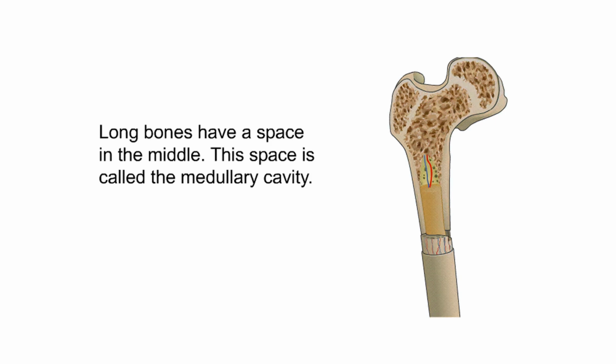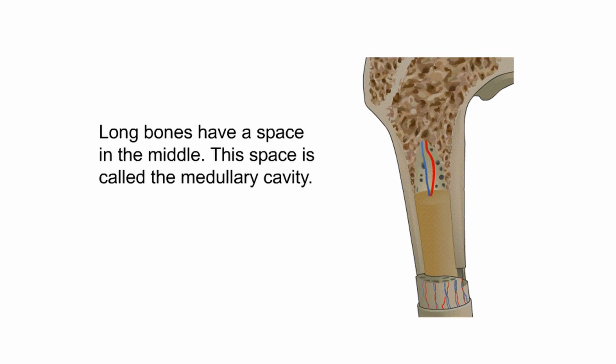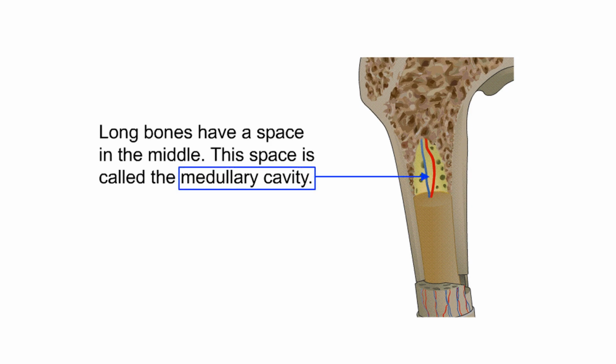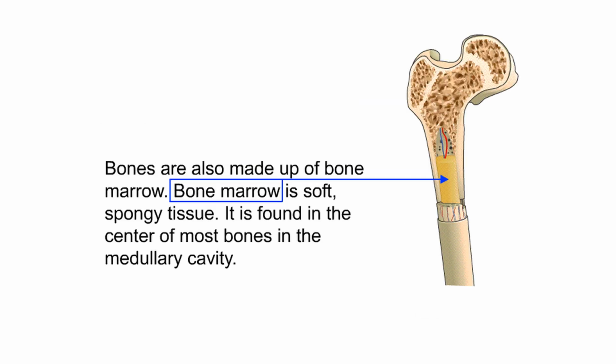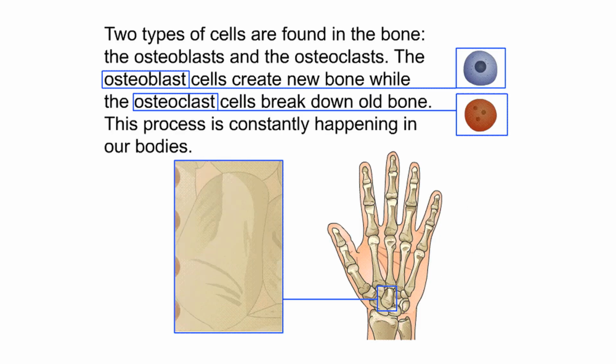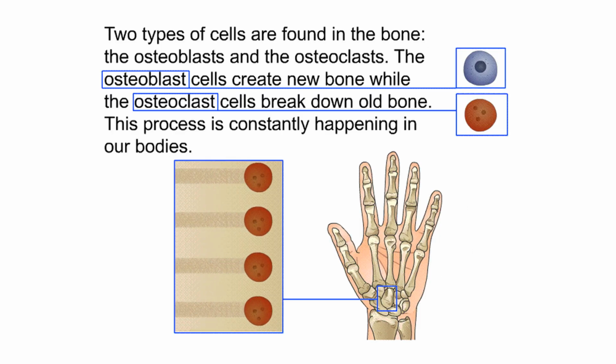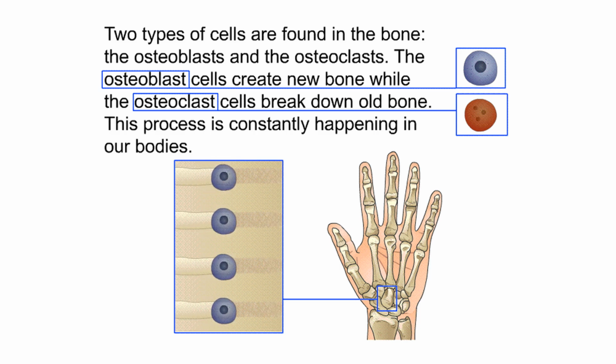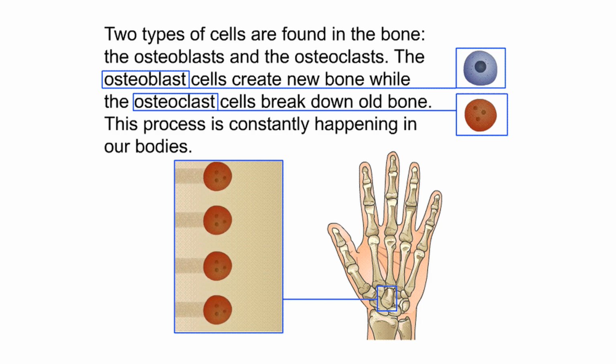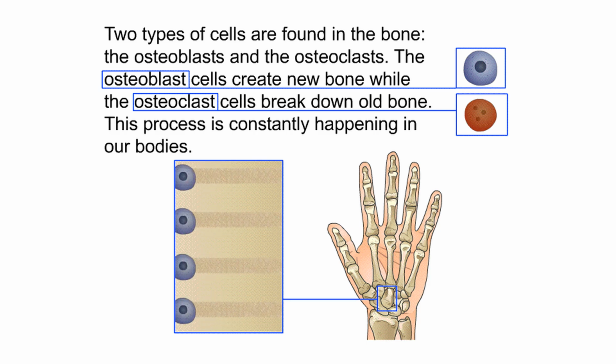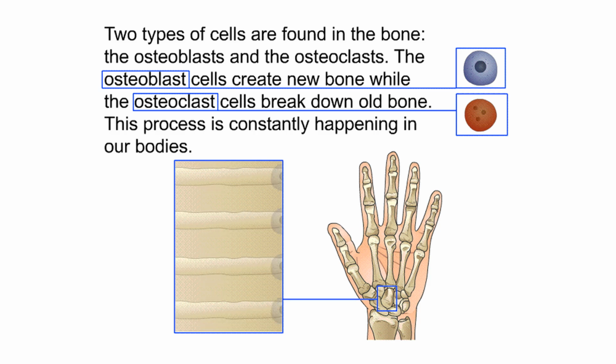Long bones have a space in the middle. This space is called the medullary cavity. Bones are also made up of bone marrow. Bone marrow is soft, spongy tissue. It is found in the center of most bones in the medullary cavity. Two types of cells are found in the bone, the osteoblasts and the osteoclasts. The osteoblast cells create new bone, while the osteoclast cells break down old bone. This process is constantly happening in our bodies.